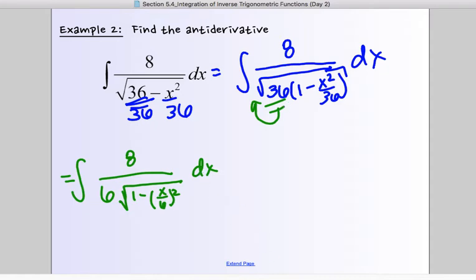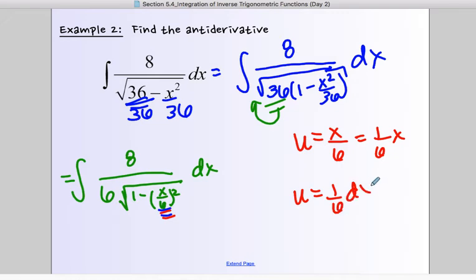Now I'm going to pick u. Okay, and notice, you guys, I'm not pulling out my constants until after I do my u sub because things might cancel. I mean, if you pull it out, you'll eventually cancel it. So just be careful if you do that. So I'm going to pick u to be x over 6. So u equals x over 6. And then I take the derivative of it. Remember, this is really 1/6 x. So if I take the derivative of it, du equals 1/6 dx. If I get dx by itself, I'm going to times both sides by 6. So I have 6 du equals dx.